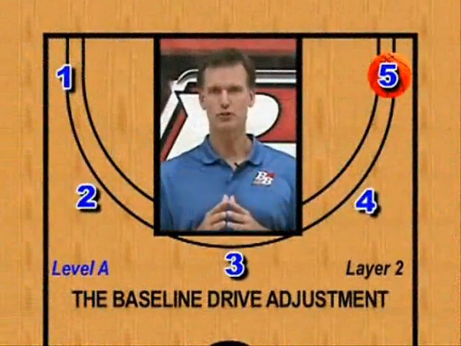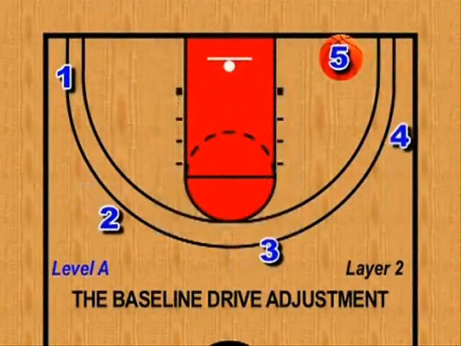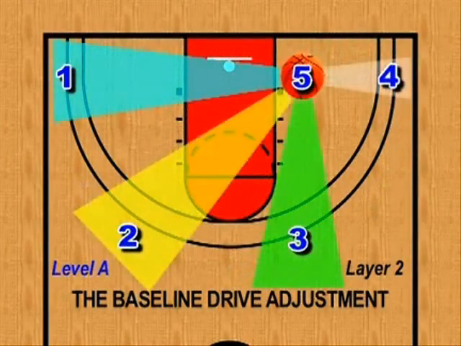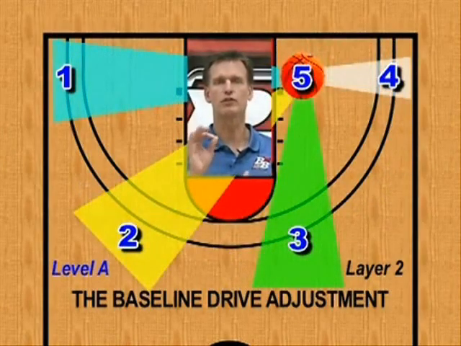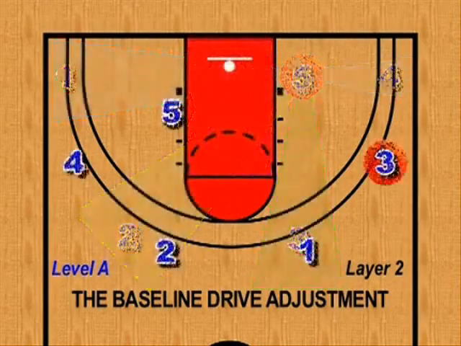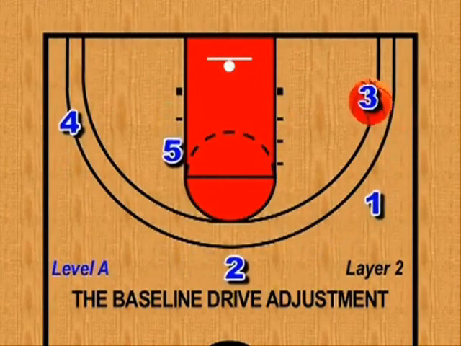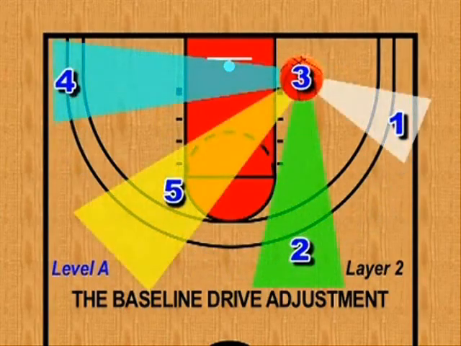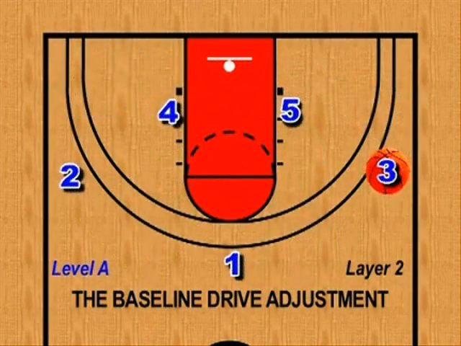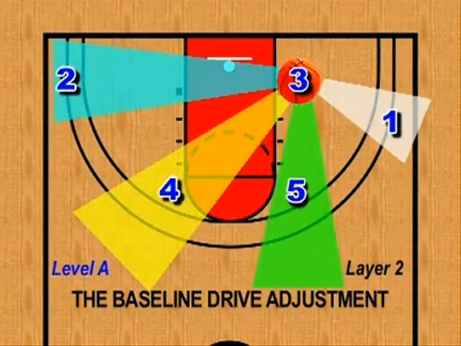Now for the good news. These windows that I just described, these spots where the penetrator looks for teammates, will never change for a baseline drive regardless of your formation. If you have 4 players out and 1 inside, and a wing drives baseline, these same spots will be filled. If you're playing 3 out, 2 in, and anyone drives baseline, these same windows will be filled every time.